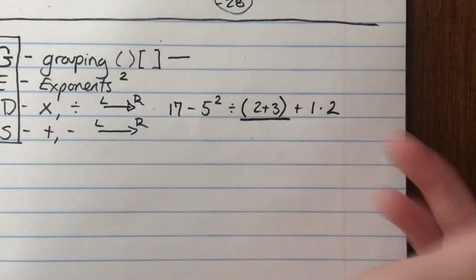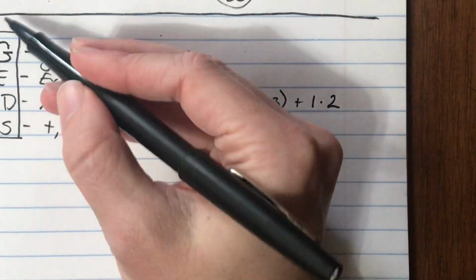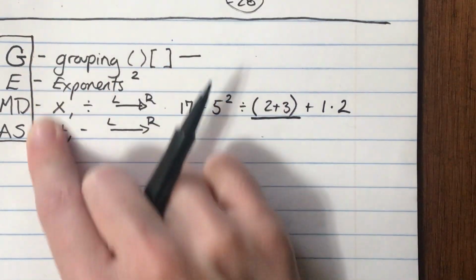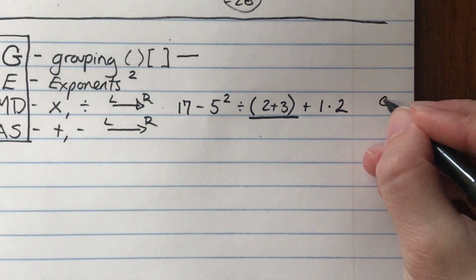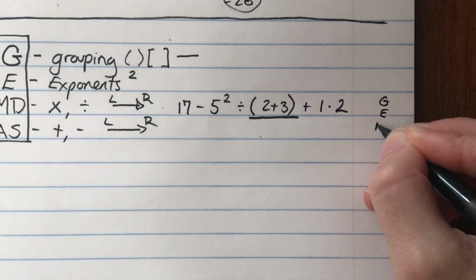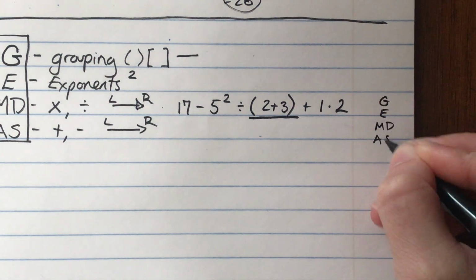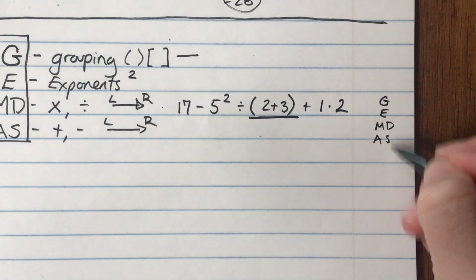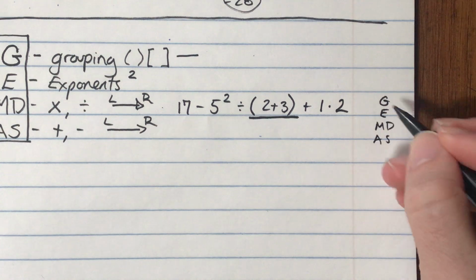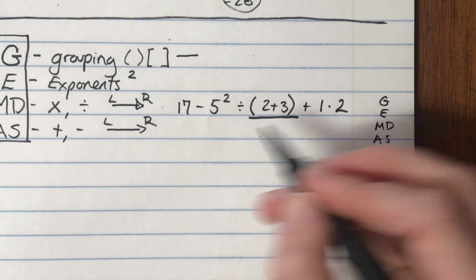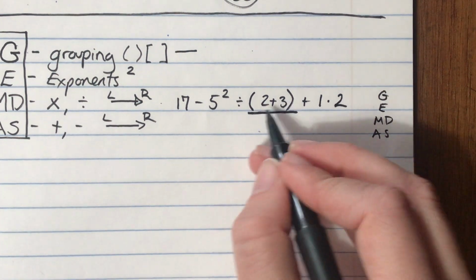If it helps, we've got the order of operations written over here, but I would suggest every time you work one of these to maybe write GEMDOS or PEMDOS, if you like the P better, over here off to the side, and that way you can mark them off as you go. So G stands for grouping. I do have grouping. I'm going to work this problem out first.